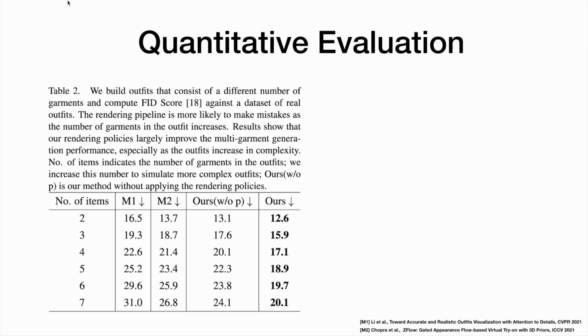From the results, you can see that our method outperforms two baselines. There's also a consistent improvement by adopting the rendering policy we just came up with, which also shows the rendering policy generalized well. And you can also see that as the number of items increases in the outfit, the score becomes bigger, which means the outfit has just become harder to manage.